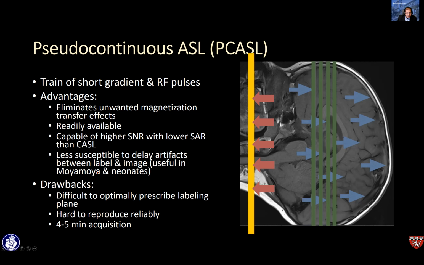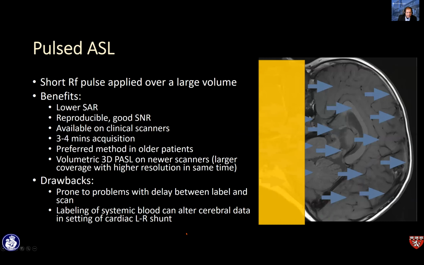It's useful in moyamoya and neonates, although you still have to modify some of the delay in PCASL to make this work. It's difficult to optimally prescribe the labeling plane, and this is something that we'll talk about in the technical section. And it's hard to reproduce reliably, but mostly works. It's a 4 to 5 minute acquisition and works pretty well.